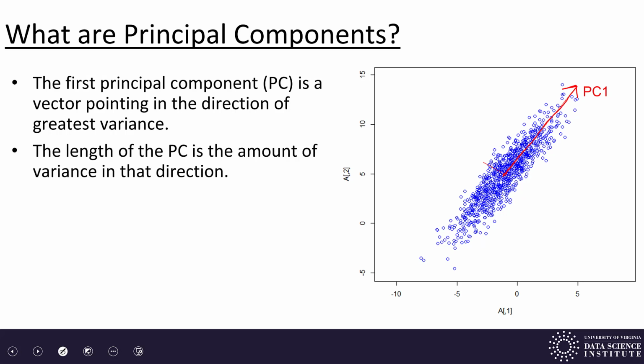There's different conventions. Sometimes you'll see a principal component being a unit vector in that direction. Sometimes you'll see it a vector with its length equal to the amount of variance in that direction.